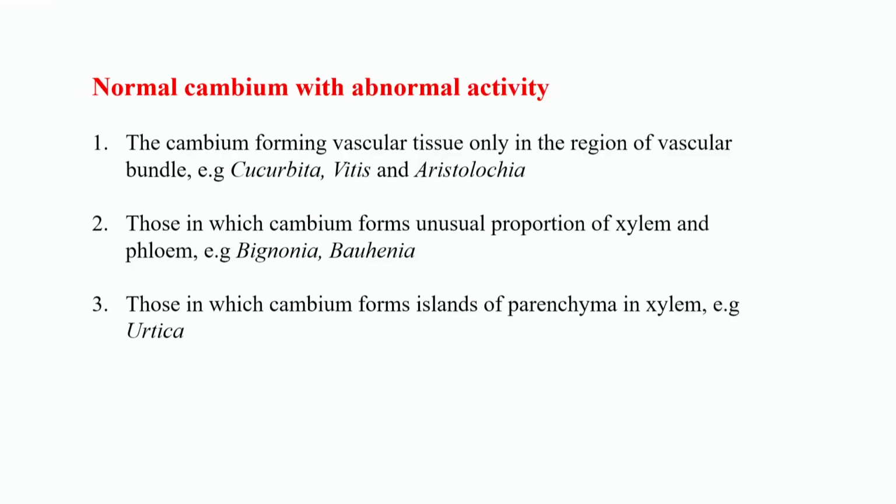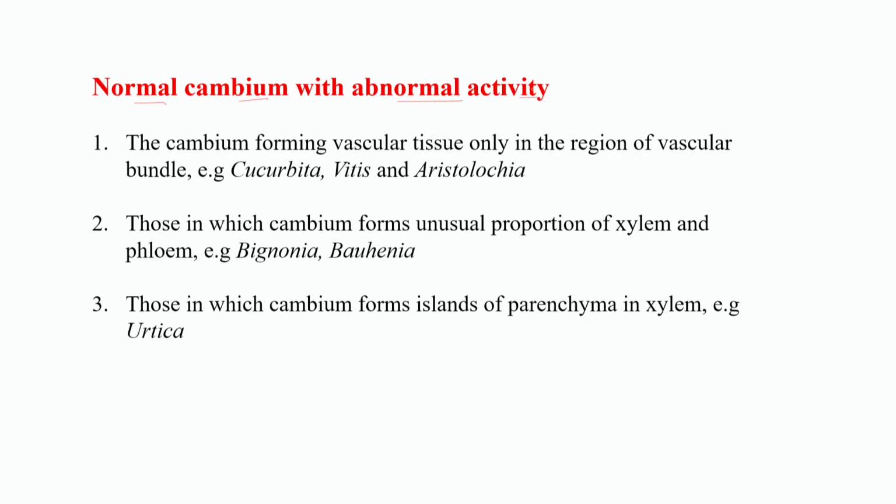Welcome students to the second lecture of our discussion about anomalous structure. We have discussed the presence of accessory structures that were formed before secondary growth formation. Now we will discuss those structures which arise after secondary growth formation, and there are different conditions by which these structures are formed. One way is the presence of normal cambium with abnormal activity.